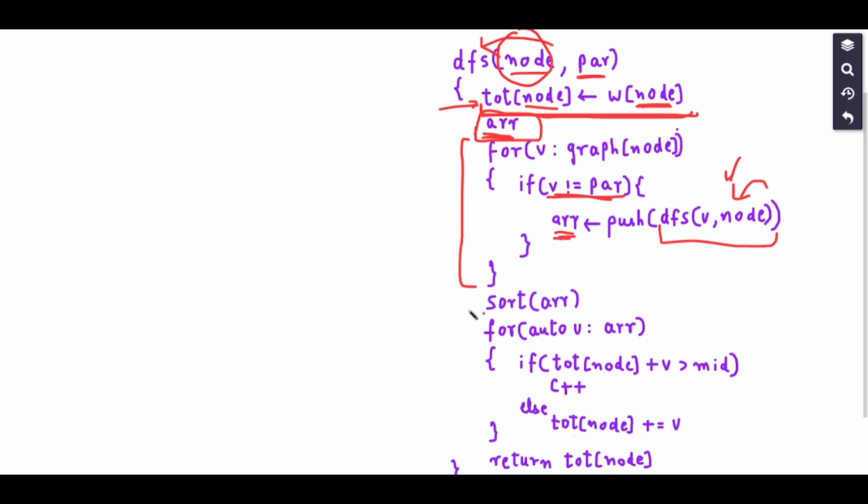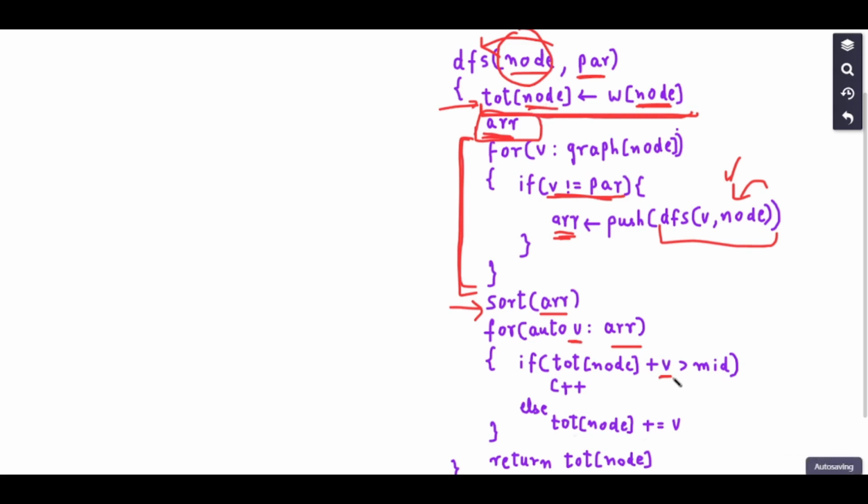Finally, when I have traversed all the children and found the optimal weights of all the children, I will sort the array ARR into ascending order. Then I will iterate over that array and try to include the components starting from the component which has the least weight. V represents the weight of the particular component.